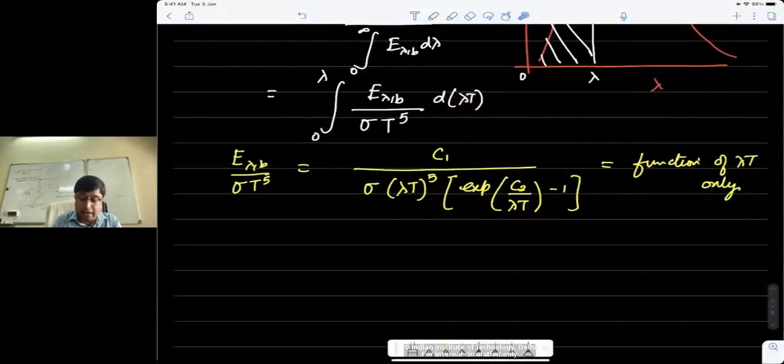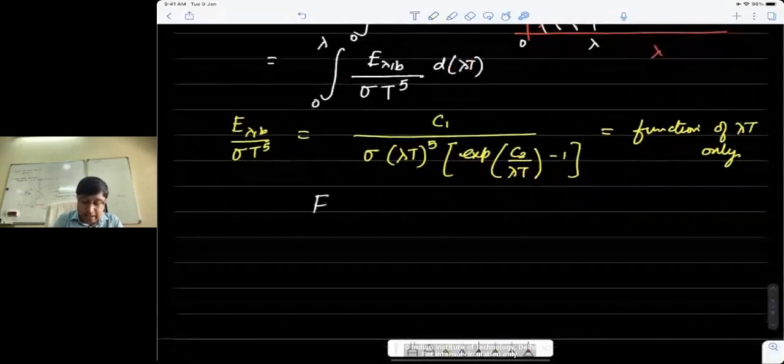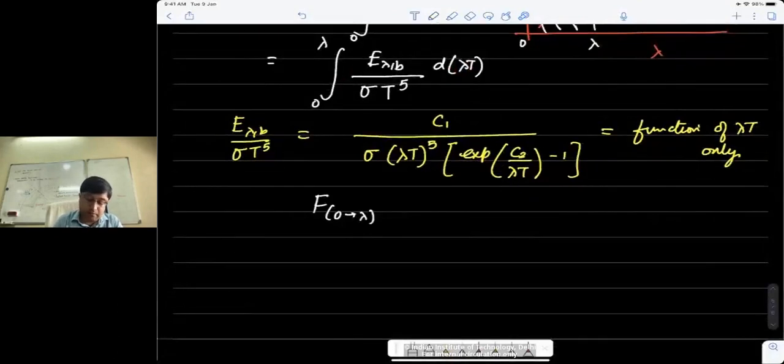But these integrals are already computed. As I will show you in a second, in your book, these fraction band emissions are written in terms of a function of lambda T. So lambda is basically the wavelength up to which you are trying to quantify this radiation.